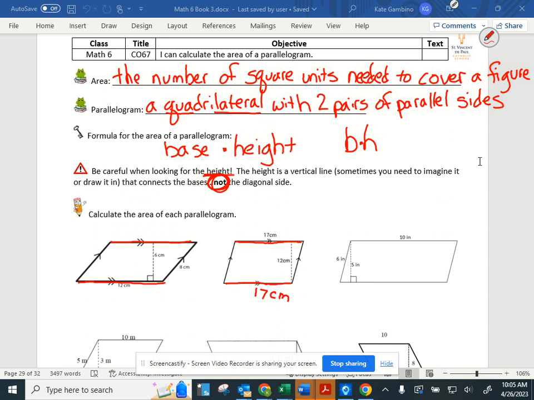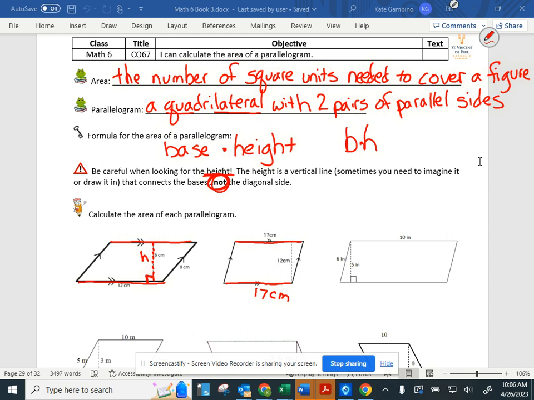So your base is on the bottom. Your height goes straight up to the other side. It makes that right angle. So think about with our rectangle, we had to go with the right angles. The length and the width were connected by the right angle. Same thing with the parallelogram. You have to have that height connected to the base with the right angle.